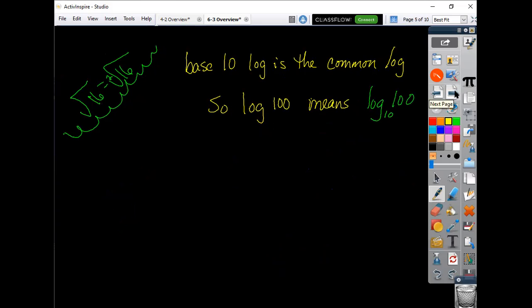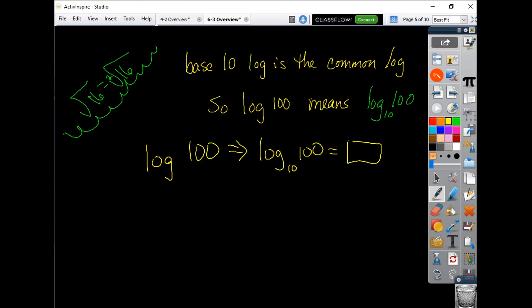So what do we have here? Reminder that if you have a square root of 16, the 2 in here is implied. So what about this one? Base 10: if you ever just see a log without any base number written here, it means base 10. So if I say log of 100, that means log base 10 of 100. And what does that mean? Base 10 to some power has to be 100. Well, what power is that? 10 to the second power is 100.